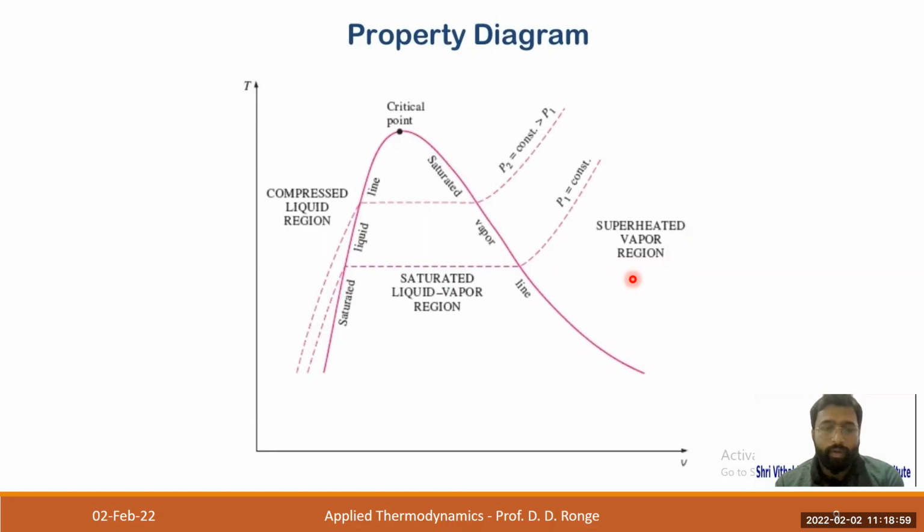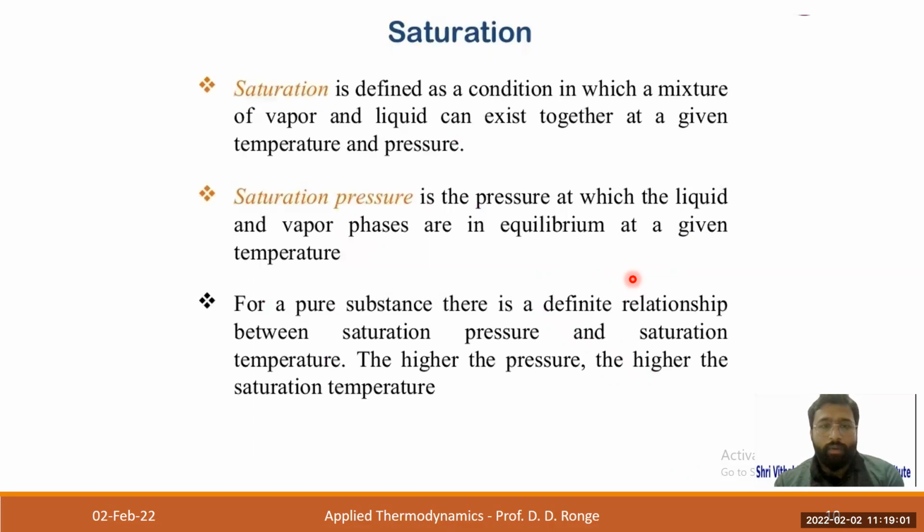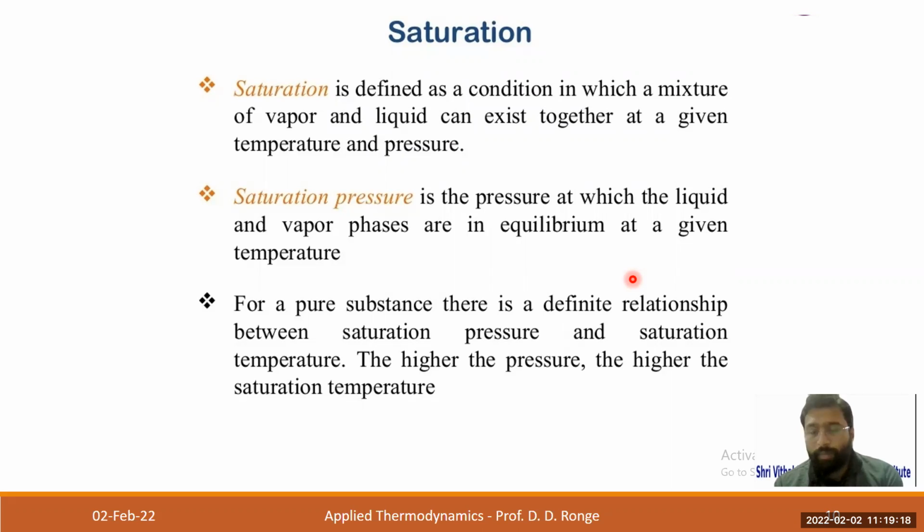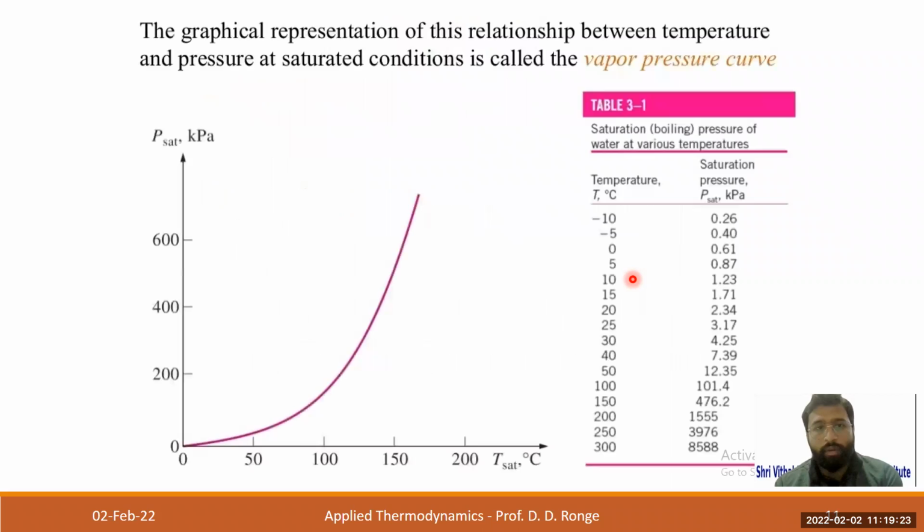Again, the same thing is plotted here. Now, what is the saturation? Saturation is defined as the condition in which a mixture of vapor and liquid can exist together at a given temperature and pressure. This is a condition where phase change takes place. Phase change can be liquid to vapor or vapor to liquid. Liquid to vapor is called vaporization, and vapor to liquid is called condensation.